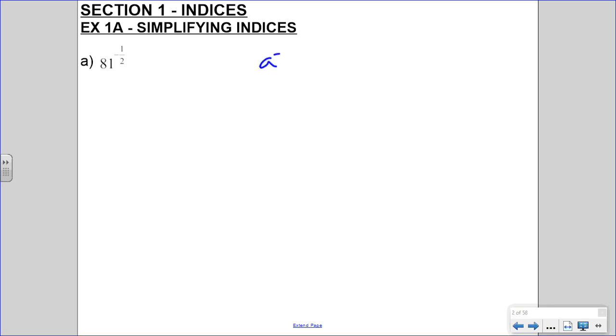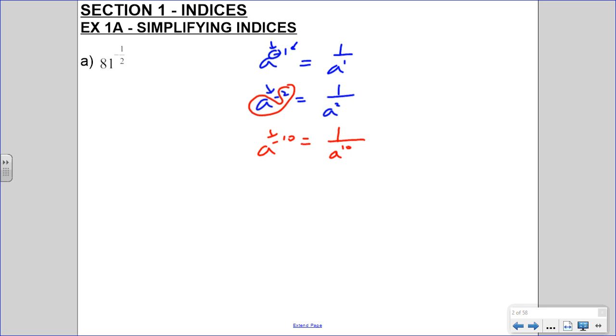So when you see a to the minus 1, that minus is the same as saying 1 over. So you're going to go 1 over a to the whatever's remaining. The 1 was remaining, so it's 1 over a. A to the minus 2, you see that minus in the power, which means 1 over a to the whatever's left. Once that minus is dealt with, you're doing whatever's left. So a to the minus 10 is 1 over a to the 10. And if we had a to the minus a half, that's the same as 1 over a to the half.